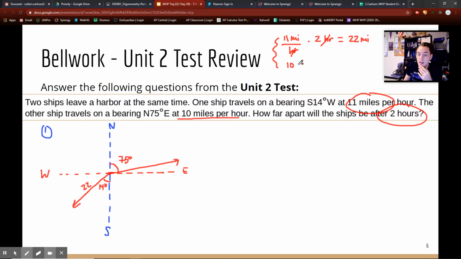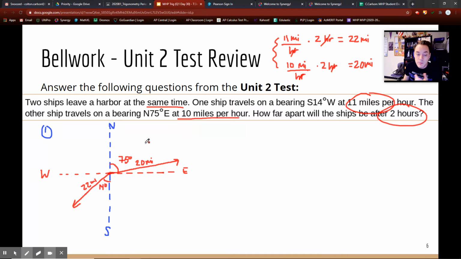So let's go over here. 10 miles per 1 hour times a total of 2 hours. How far will the ships be after 2 hours? They both travel 2 hours because they leave at the same time. That cancels, and this becomes 20 miles. So that means this right here is 20 miles, and this is also 22 miles.